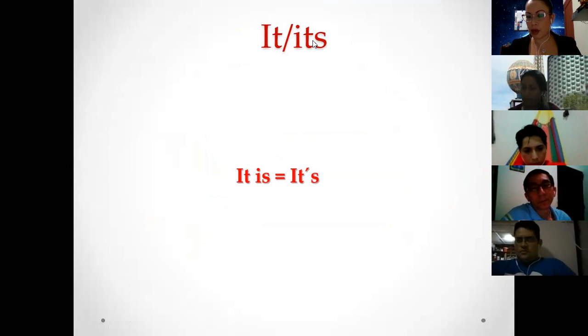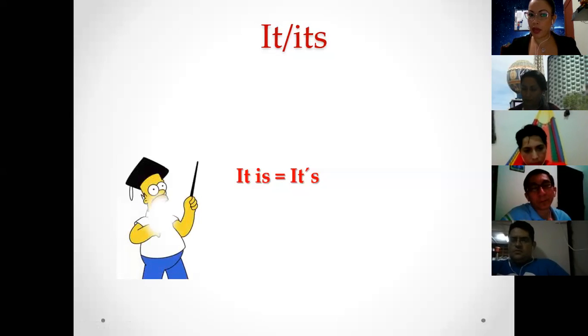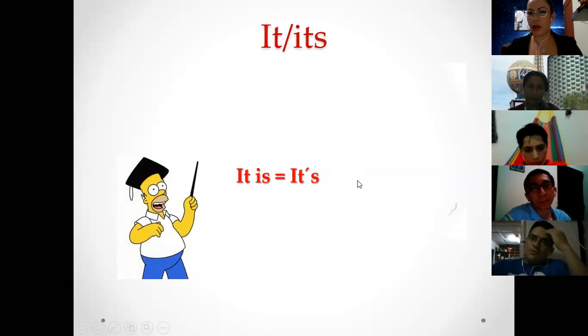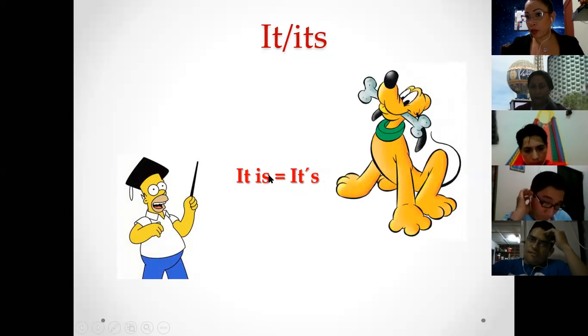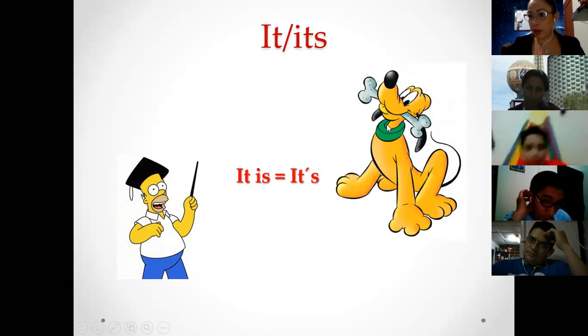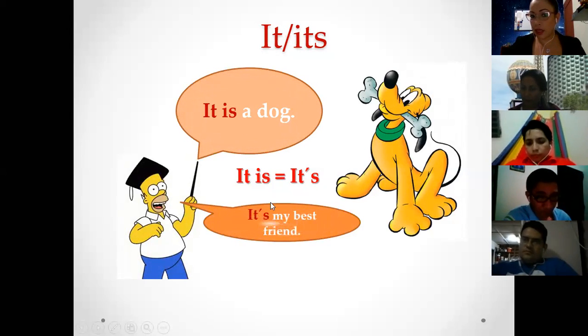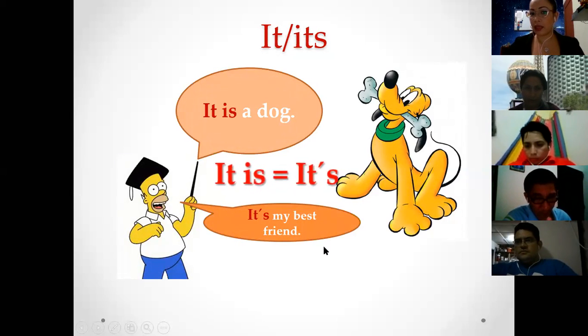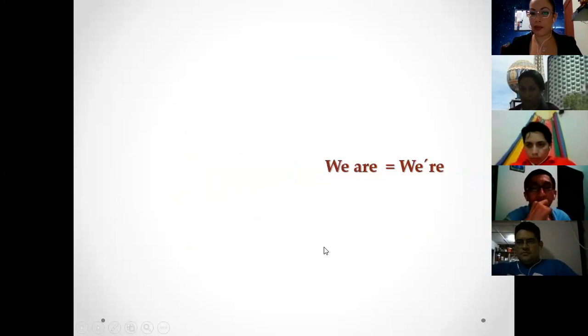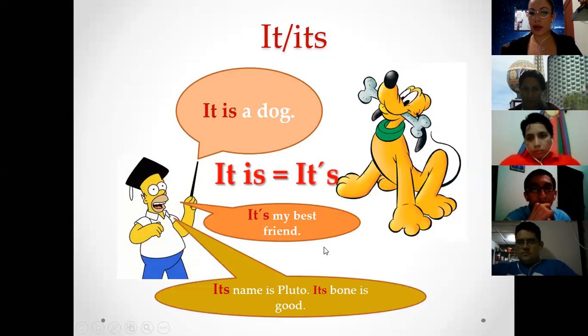Que a veces el it's como possessive es cuando nos referimos que algo le pertenece a una cosa o a un animalito. It is verbo to be. Eso es, como que yo quiera decir, eso es un perro. It is a dog. Right? It's my best friend. Es cero estar, ¿verdad? Es mi mejor amigo. Pero si ahora quiero decir su nombre es Pluto, el su sería así, el possessive, porque me estoy refiriendo a algo que posee el animalito, como el nombre. Its name is Pluto. Su hueso es bueno. Its bone is good. En algunos casos se da.